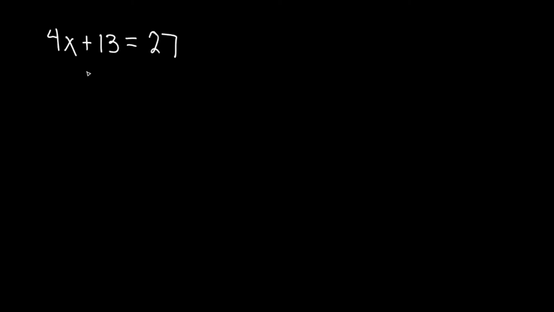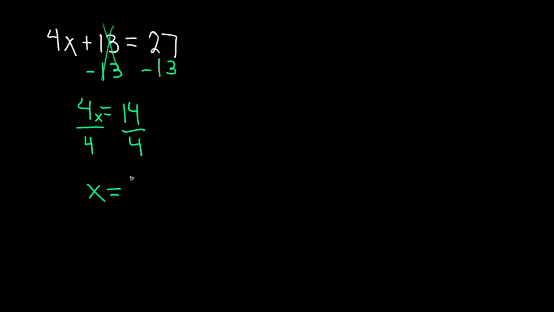And since we're adding 13, we have to subtract it over here and on the right side to keep things equal. These get rid of each other. 4x comes down here, and we have 4x equals 27 minus 13, which is 14. Now we have to divide out the 4 to get x alone. And we're left with x equals, what would that be, 3.5?